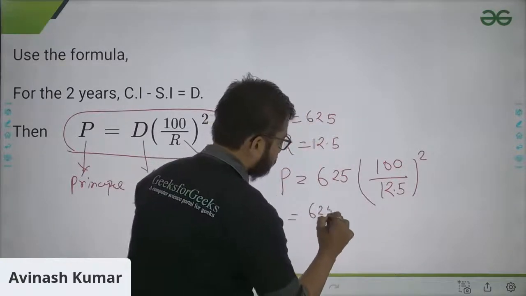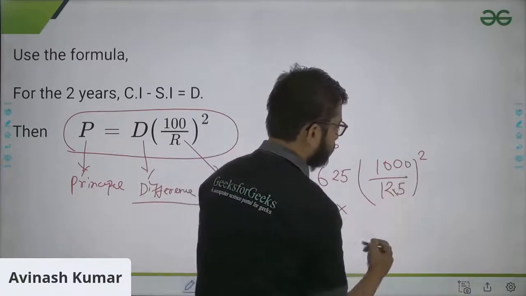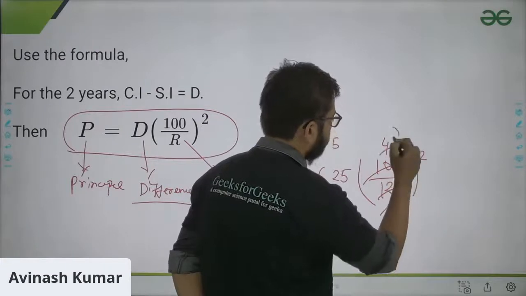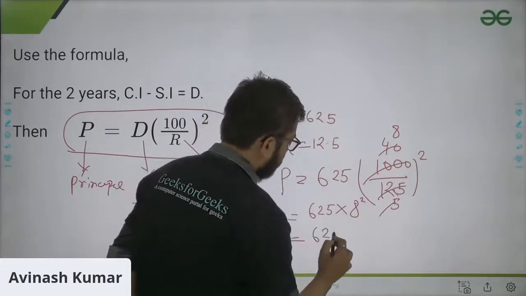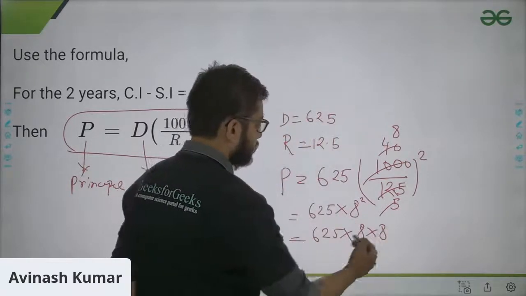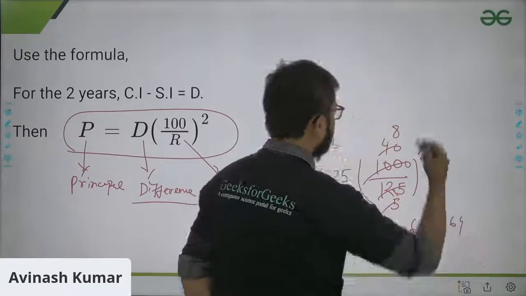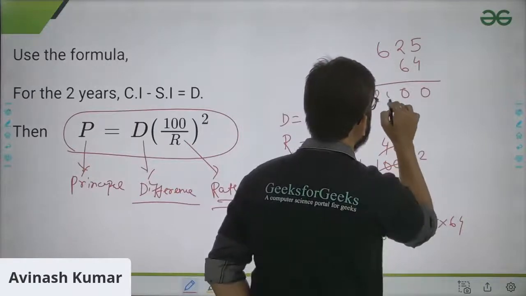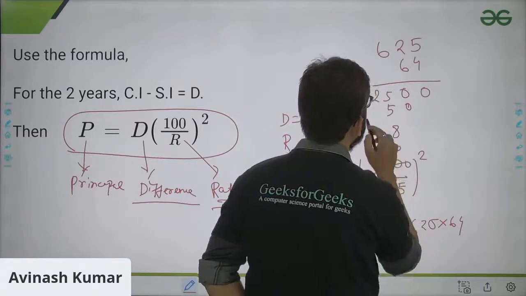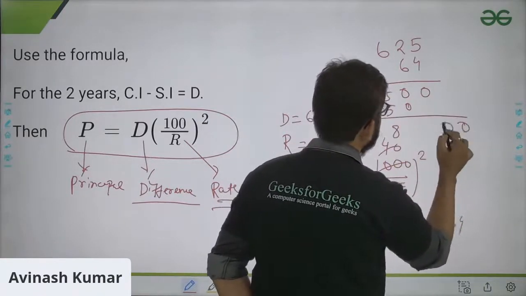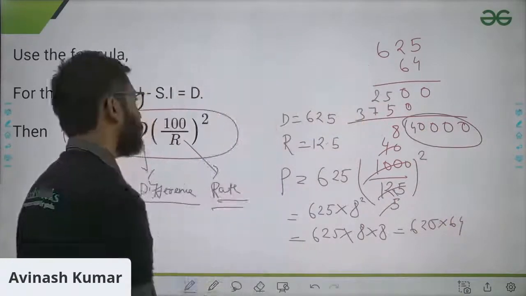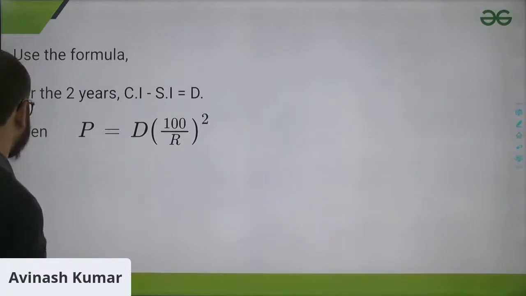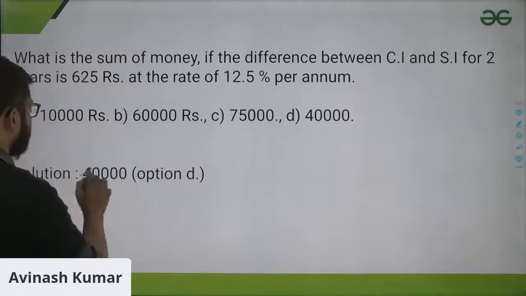It's like 625. I'm going to remove this point, so it becomes 1000 upon 125. Cutting this, 125 into 8 is 1000, so it's like 8 square. So 625 into 8 into 8, which is 625 into 64. Just do the math. The final answer, the value of principal, is 40,000, which I think is option D.